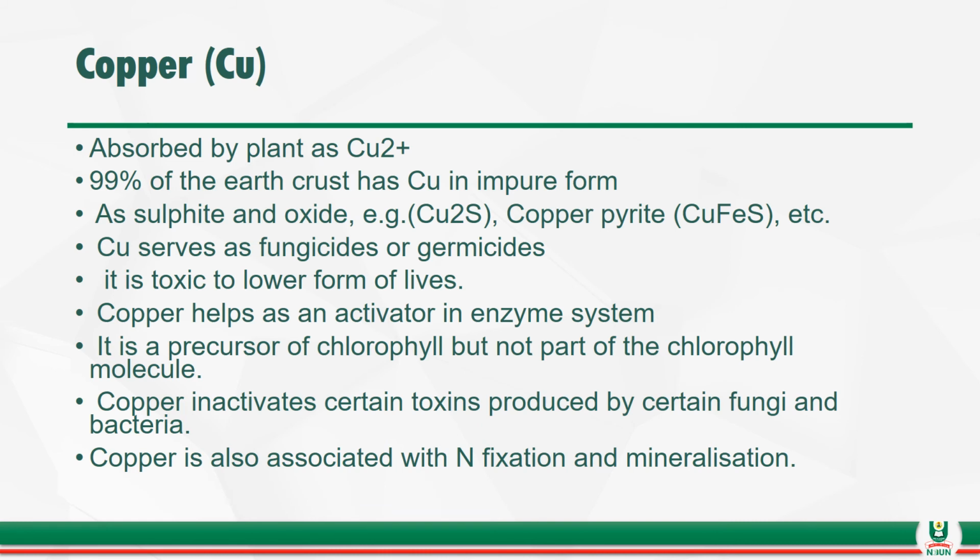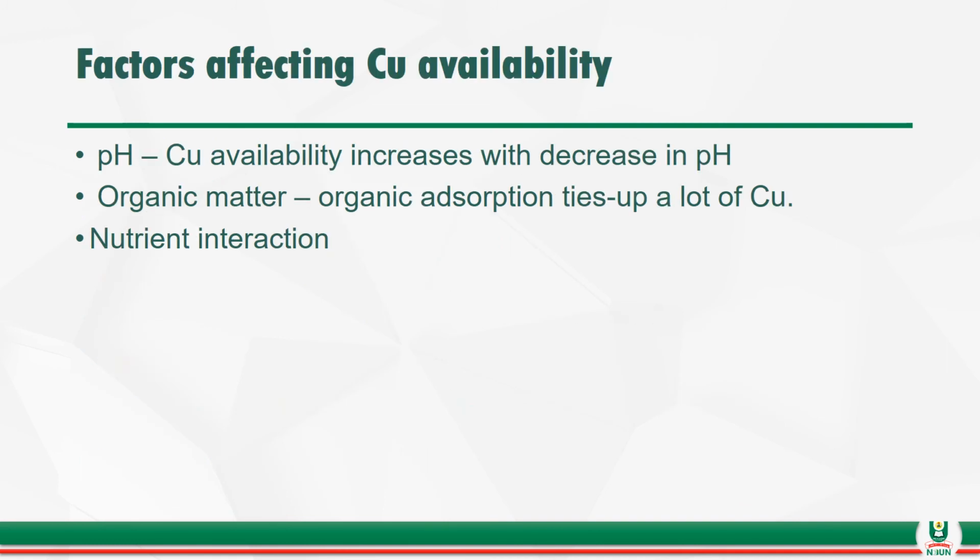Copper helps as an activator in enzyme systems. It is a precursor of chlorophyll, but not part of the chlorophyll molecule. Copper inactivates certain toxins produced by certain fungi and bacteria. Copper is also associated with nitrogen fixation and mineralization. Factors affecting copper availability. pH: copper availability increases with a decrease in pH. Organic matter: organic absorption ties up a lot of copper. Also nutrient interaction.